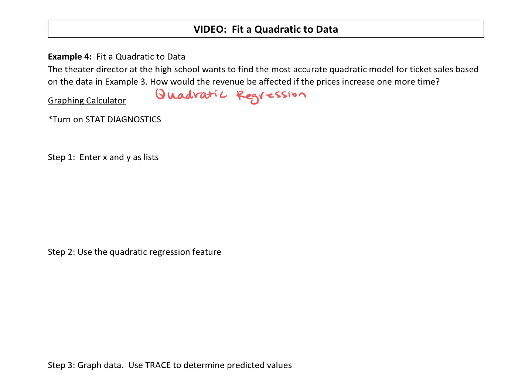So to turn on your stat diagnostics, you're going to hit the mode button on your calculator, and then you're going to find stat diagnostics. And then you're going to turn those on. In the first video, you'll see me do that step, but now you have it written out. You're going to go mode, stat diagnostics, make sure it's turned on.